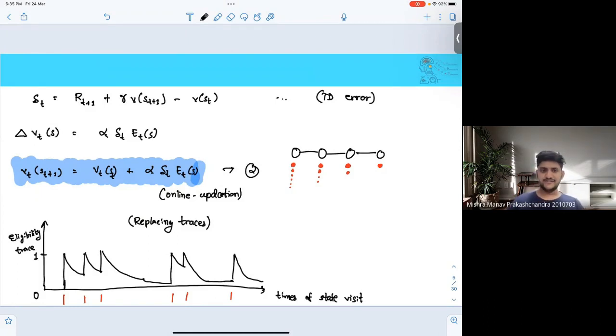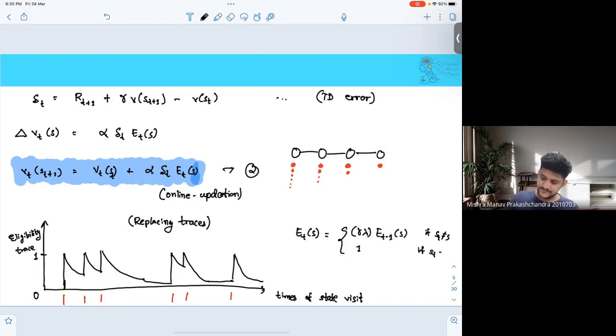If I were to represent it mathematically, this looks like e_t(s) is equal to gamma lambda e_{t-1}(s) if s_t is not equal to s, else it is 1 if s_t is equal to s. So this is another type of trace.